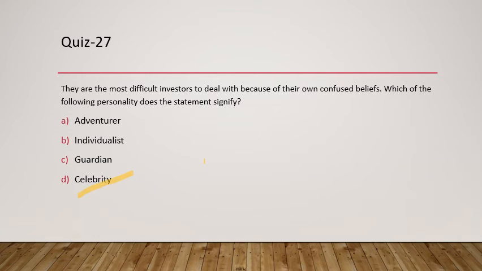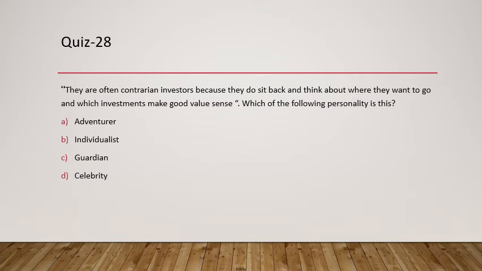So let us go to question 28. They are often contrarian investors because they sit back and think about where they want to go and which investments make good sense. They are called individualistic. All these types of investors, as I have said already, adventurer, individualistic, guardian, celebrity, you need to look at all four categories, their traits, make a note, and then go to the exam. You would be confident that you will at least get 1 mark there if you have one question. If there's a case study, then you can even secure marks in that.